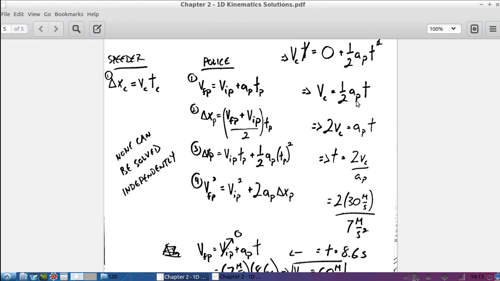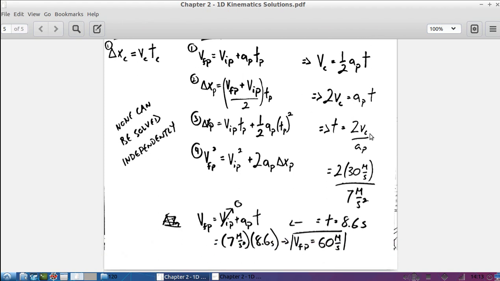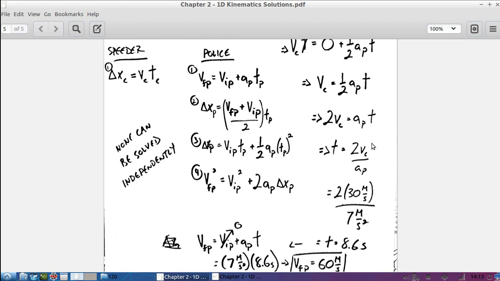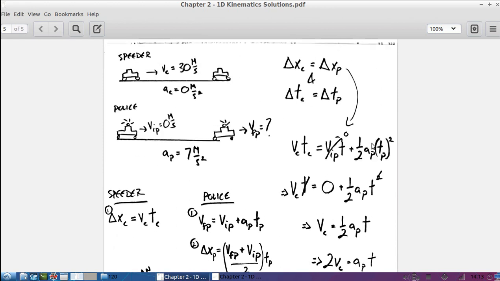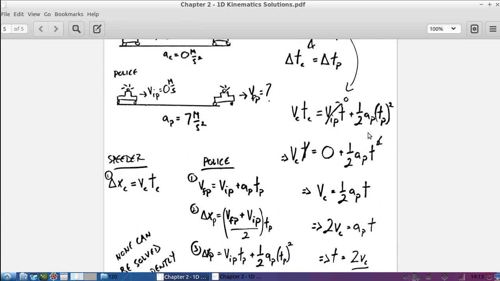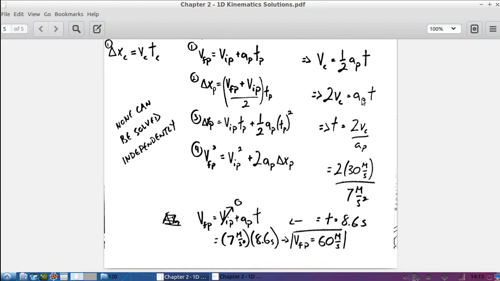So I multiply both sides by 2. I get 2v sub c is a sub p times t. Right? So this looks a little weird, right? I've got a velocity of the speeder and the acceleration of the police car in the same expression. But that's okay, because we're relating the behavior of the 2 vehicles, right? Because they have this in common. So that's good. Divide both sides by a sub p. I've got a nice expression for t in terms of variables that I know.